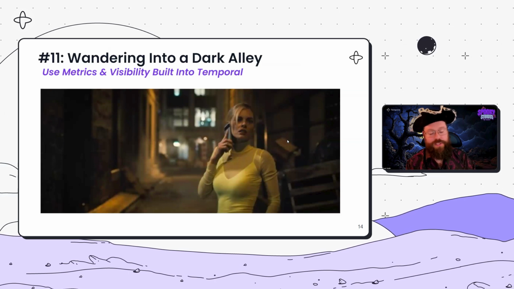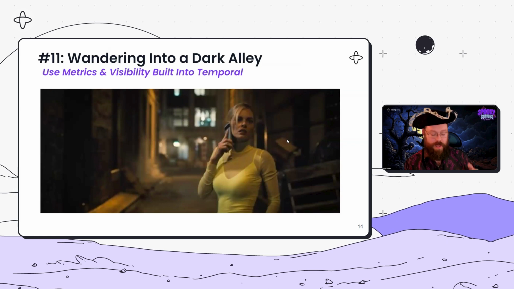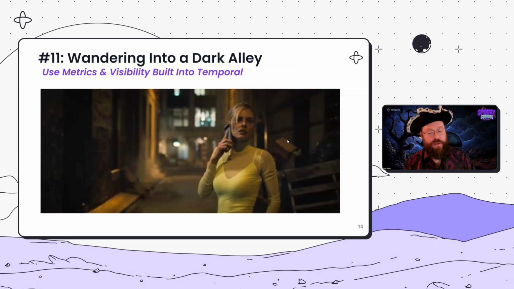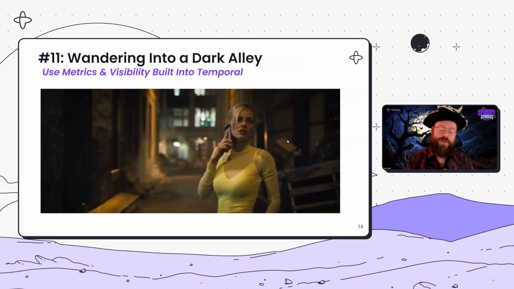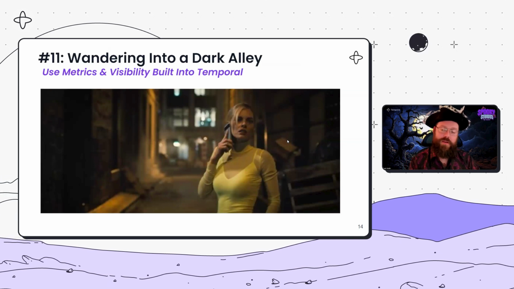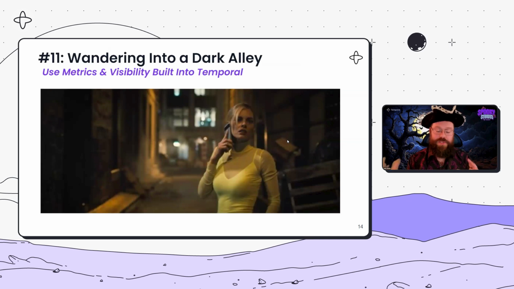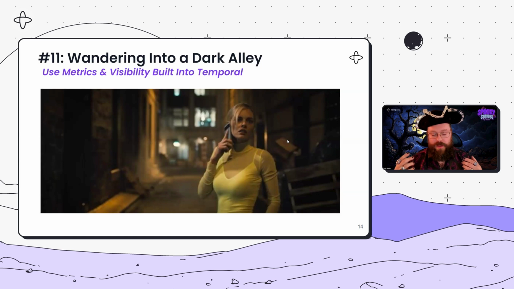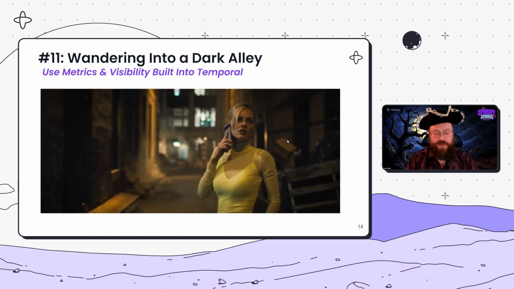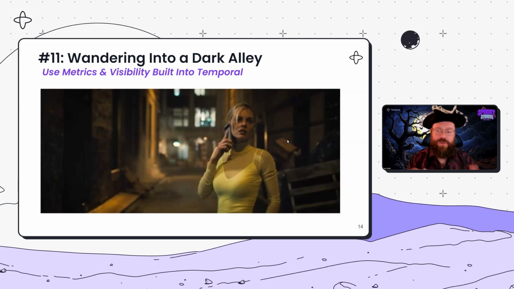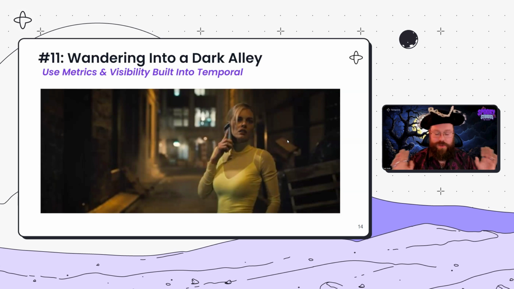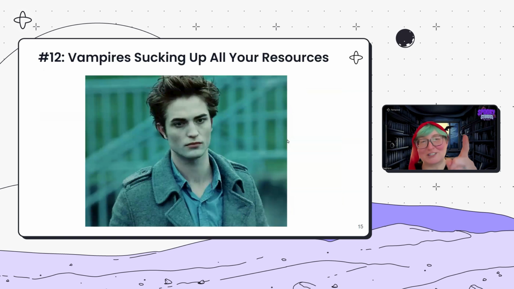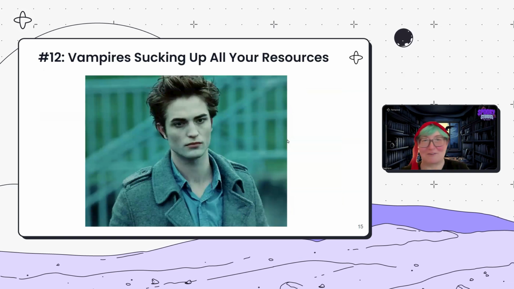Temporal has lots of ways you can understand how your workflows are working. We have metrics for your SDKs and their performance and how they're doing for the Temporal Cloud service, so you can understand how well that's working and what's going on there. We have the Temporal UI, which lets you see all your workflows, and we also have visibility where you can set, for example, search attributes and find out where your workflows are and search for them. So don't go into a dark alley. Use metrics and visibility. And especially don't go down a dark alley with only one exit. We already covered this.